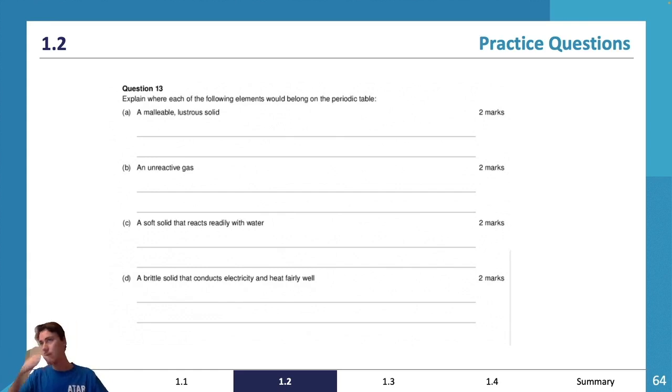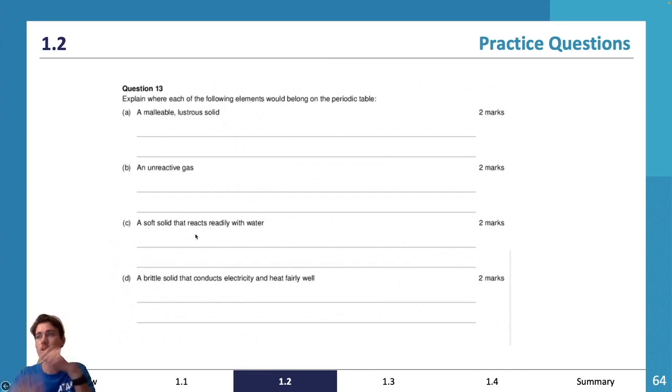So, as you can see here, you've got a malleable lustrous solid. You've got an unreactive gas. You've got a soft solid that reacts readily with water. You've got a brittle solid that conducts electricity. If I was going through this, the first one I'd think about is the unreactive gas. We talked about it. Which of the gases does not want to do anything? Which of the gases is really comfortable with who it is, doesn't want to share anything? Noble gas. Malleable, lustrous, what are we going to talk about? We're going to talk about metals.